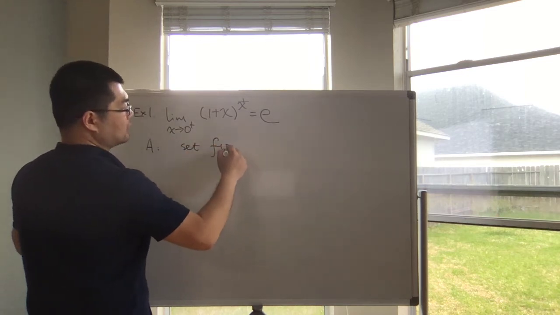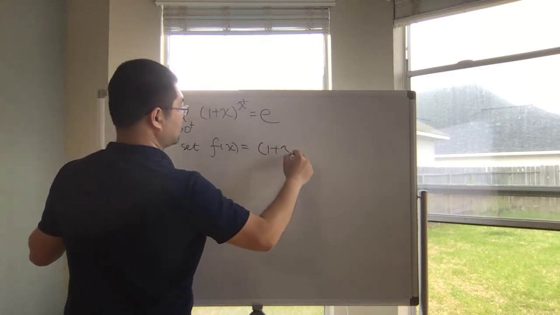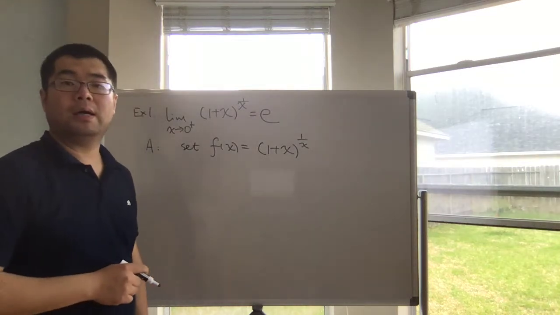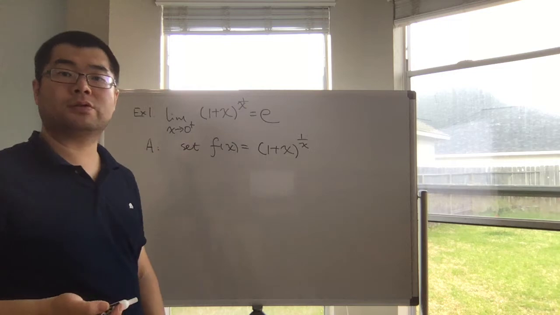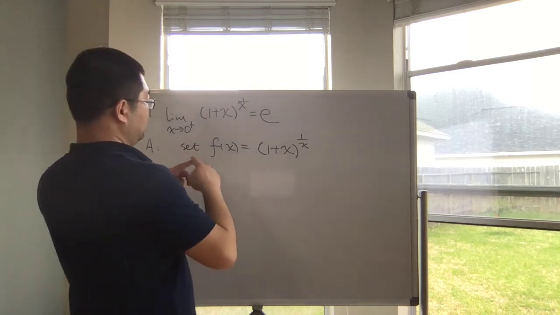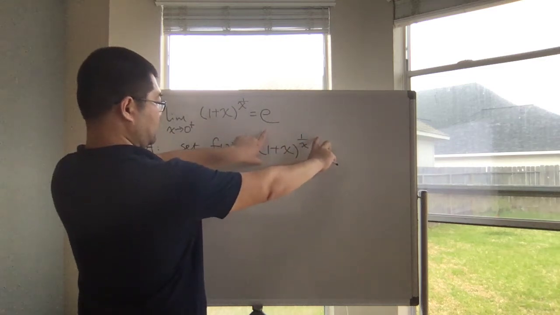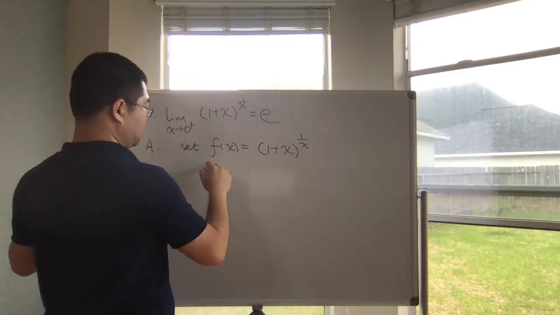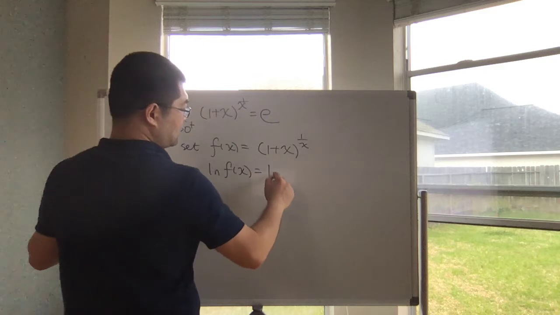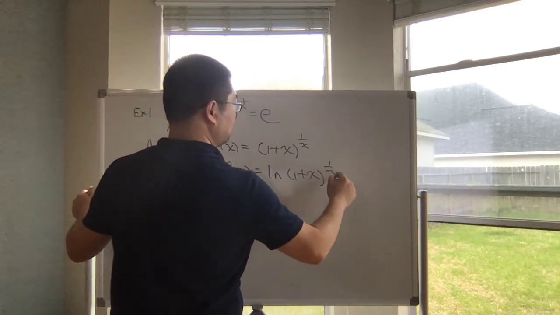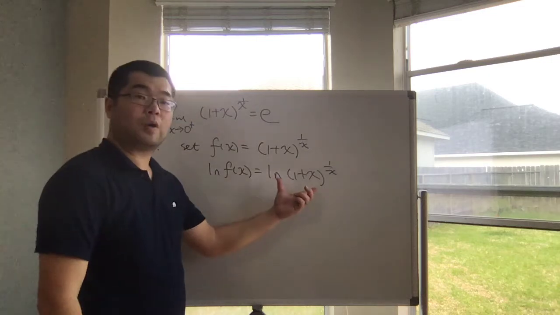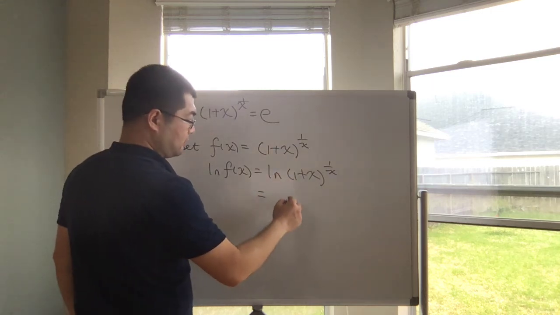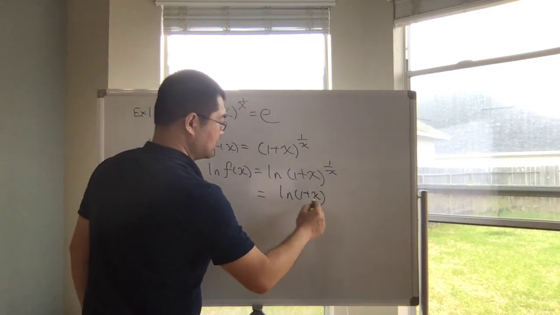Let's start the answer. Set f(x) equals (1 plus x) to the power of 1 over x. Instead of handling the limit of this f(x) directly, we take a natural logarithm first. So we take ln of f(x) equals ln of (1 plus x) to the power of 1 over x. Based on the property of logarithmic, we can bring this 1 over x out, which on the right hand side becomes ln of (1 plus x) over x.